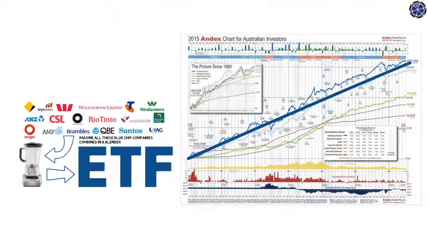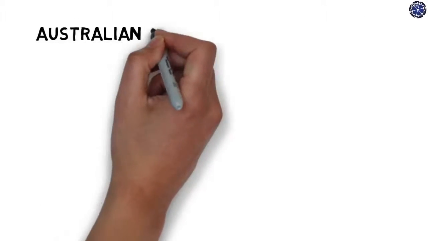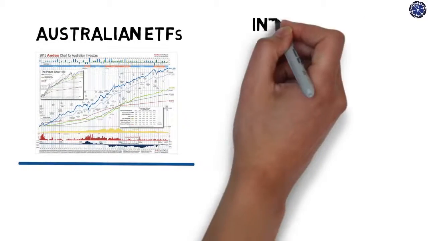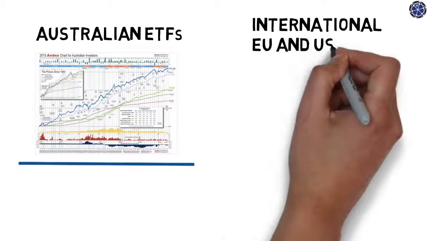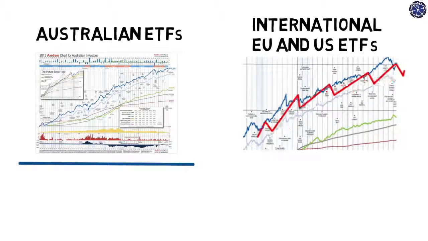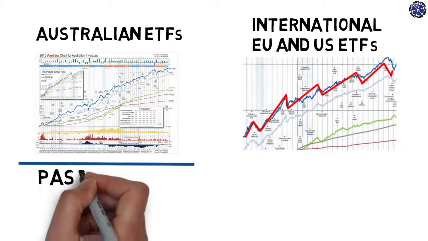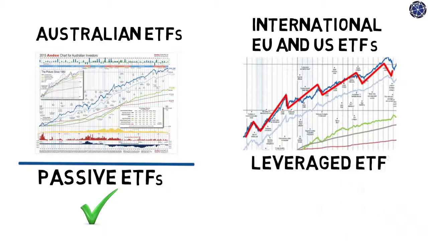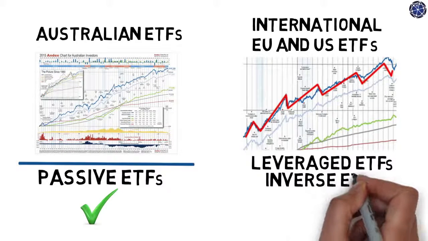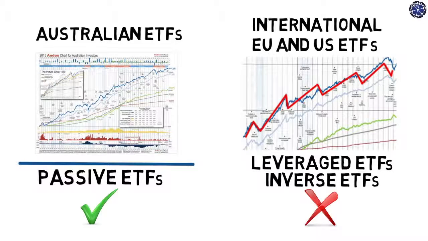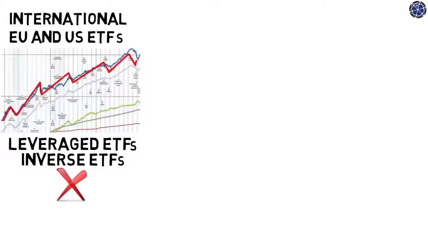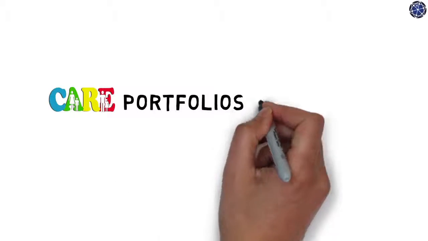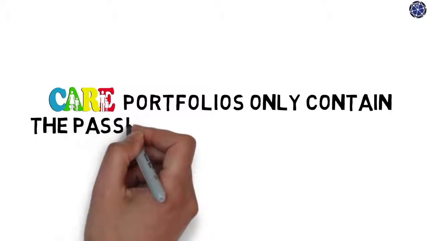In contrast to the passive nature of Australian ETFs, there are ETFs available in Europe and the US, which are more aggressive or active type ETFs. Two examples of active type ETFs are leveraged ETFs, which provide greater than 100% exposure to the underlying index, and inverse ETFs, which, as the name implies, are designed to negatively correlate with movements in the underlying index. Importantly, Care portfolios only contain the passive style Australian ETFs.